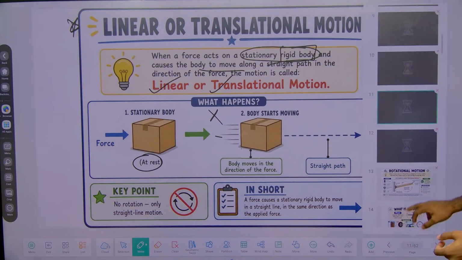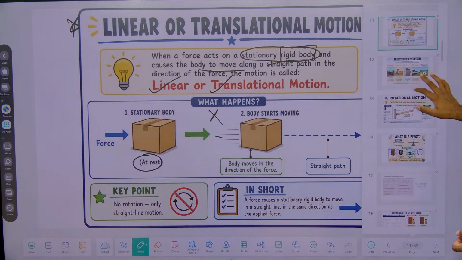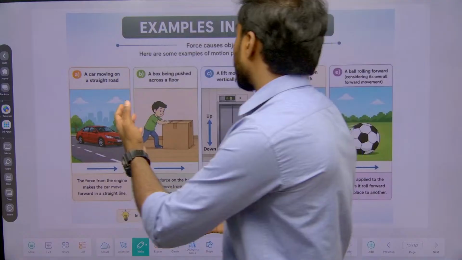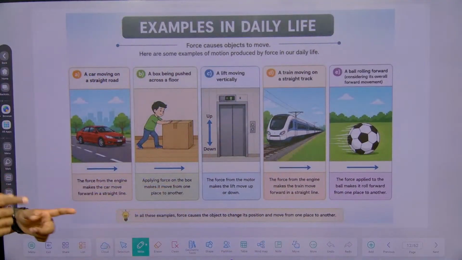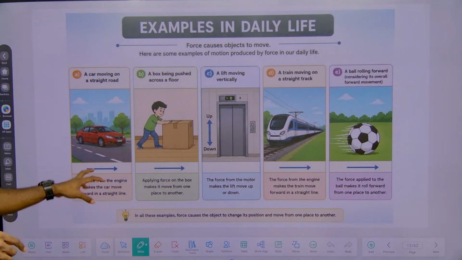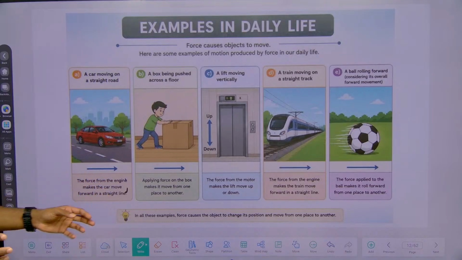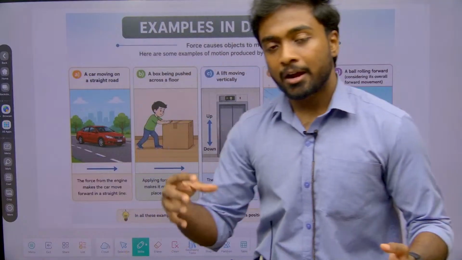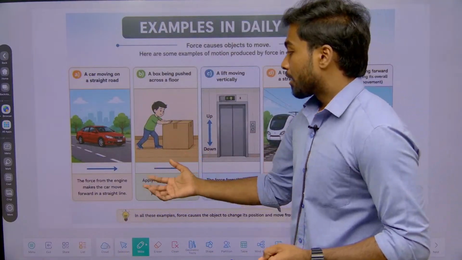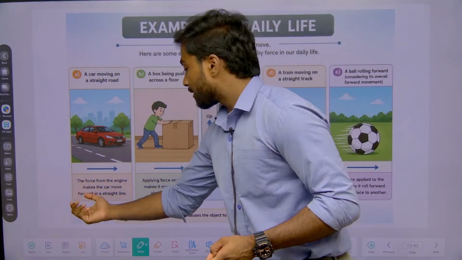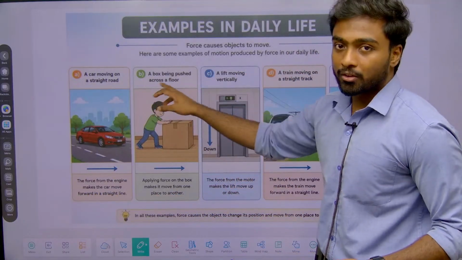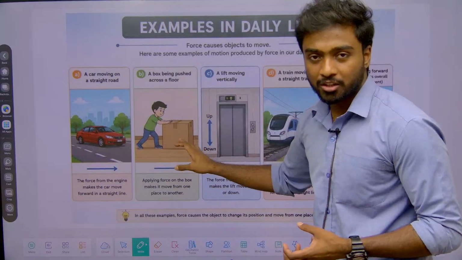Okay, so the next one is examples we will see. A car moving on a straight road. The force from the engine, you are applying the acceleration, and from the engine the force has been applied and the car is moving in a straight direction. A box is being pushed across the floor. Who is pushing the box? A person is pushing the box.